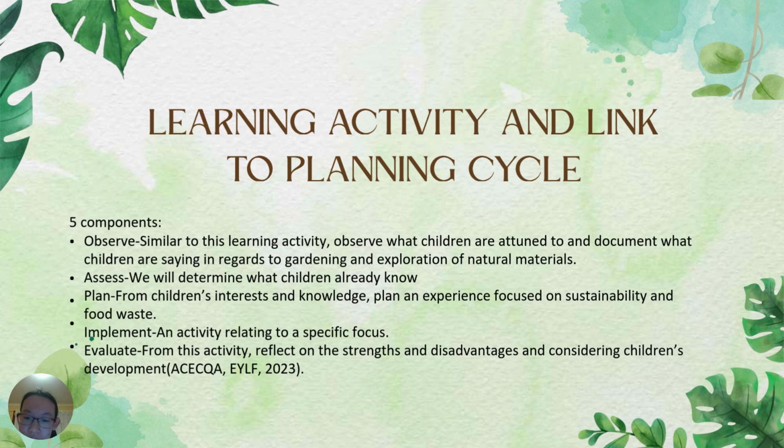Now we're going to link it to the planning cycle based on the experience mentioned previously. So in relation to the planning cycle, before planning any activity, we would observe what children are interested in, attuned to, or are being curious about, and we're documenting their ideas. And from those observations and ideas, we will then assess and determine what children know, and from that, we will plan an activity, which in this case is based on sustainability and food waste. And then we will implement the activity, document it, and evaluate the strengths, disadvantages, and consider children's development. That part will be further extended into the written report.